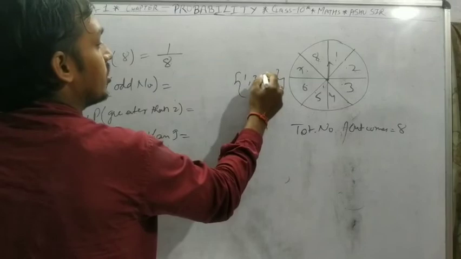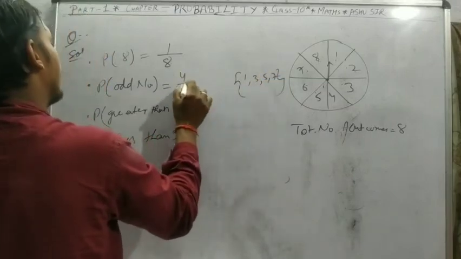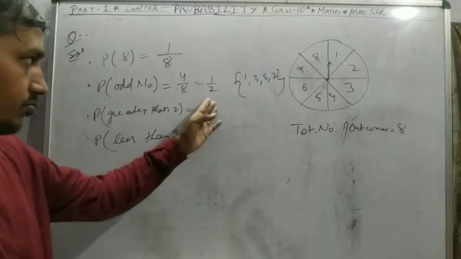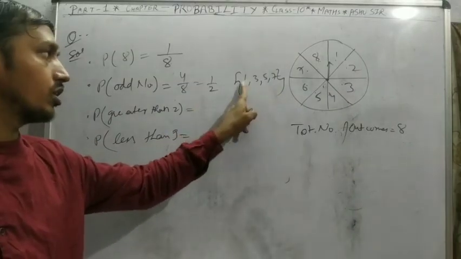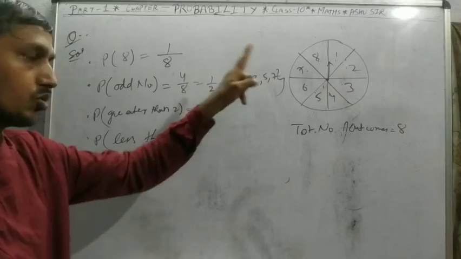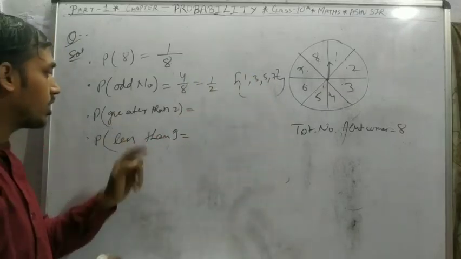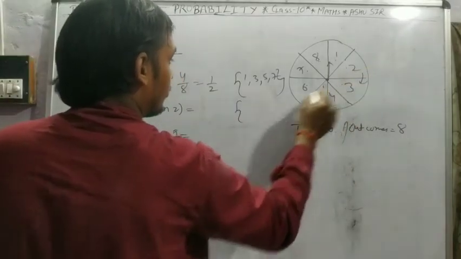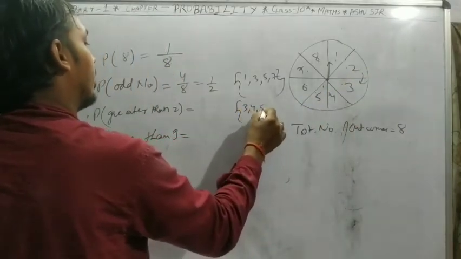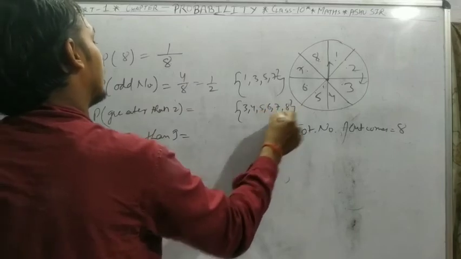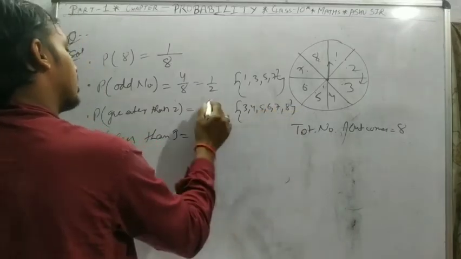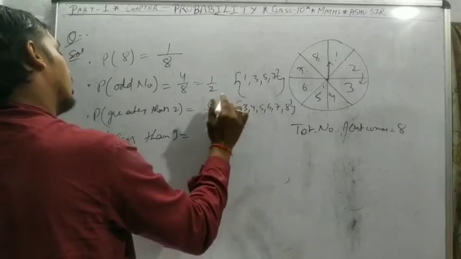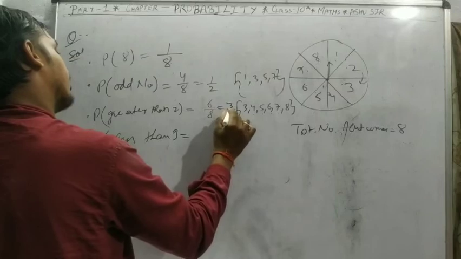Odd numbers, that is 1, 3, 5, 7. 4 upon 8, which is 1 by 2. Always give the answer in simplest form. 4 odd numbers, so 1, 2, 3, 4 upon the total. Greater than 2 means 3, 4, 5, 6, 7, 8. That is 6 by 8, which is 3 by 4.